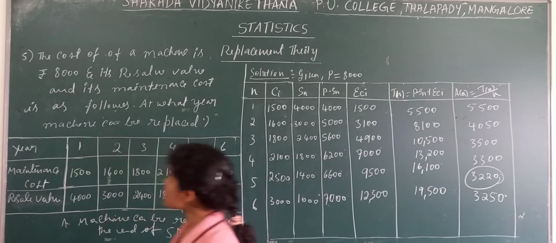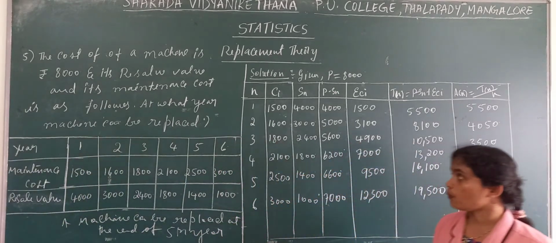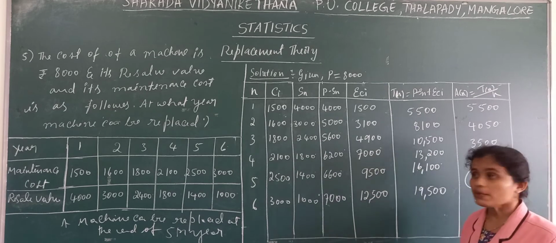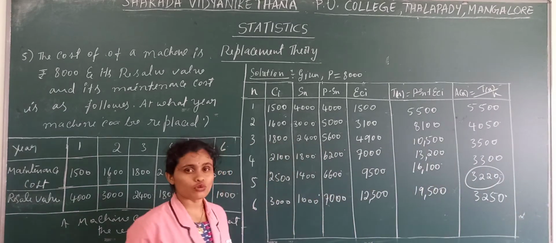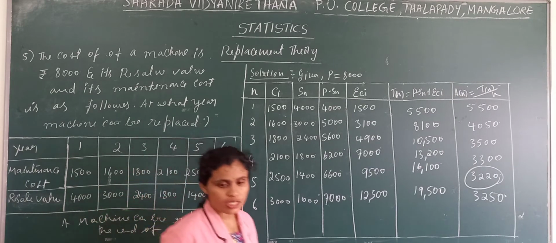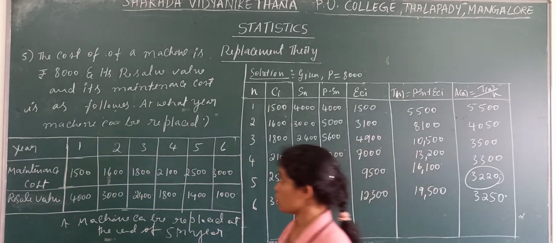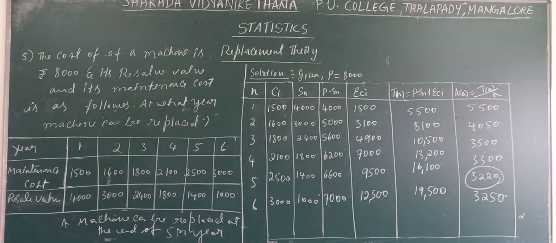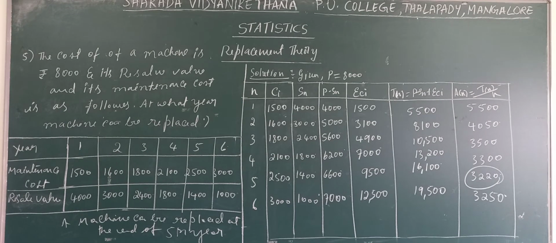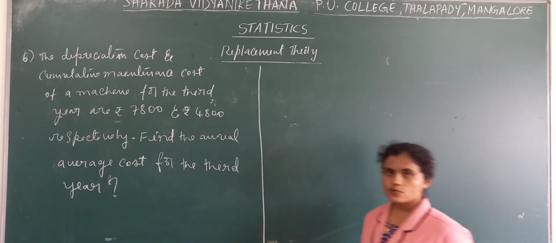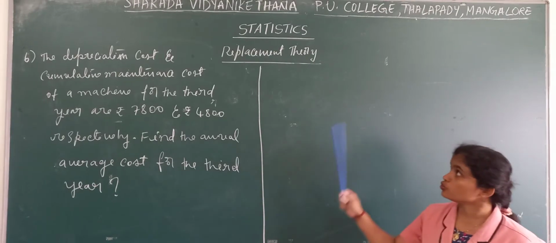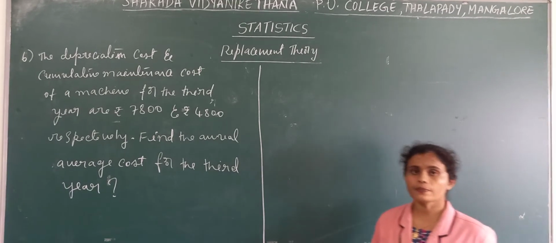So with this we completed 5 problems. The bigger problem which is a 5 mark question, and one problem we will do which may come for a 2 marks question. One small question we can do under this particular method. Now this is the last problem under this particular unit, replacement theory. A small problem we'll see.